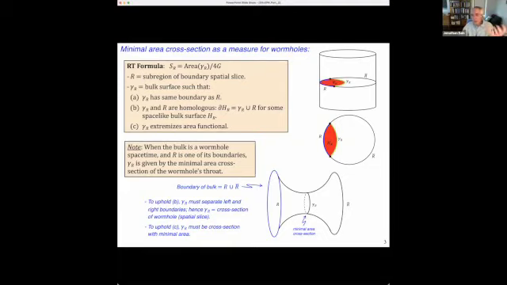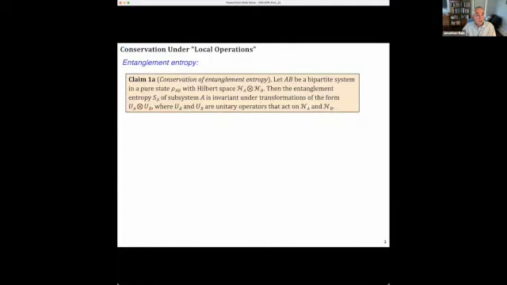Okay, so we now have a measure of entanglement, and motivated by the RT formula, we have a measure of what we might call wormhole conductivity. And now we can assess these two claims, right? That these two measures are similar. And the first claim is that they're similar in the sense that both are conserved under local operations.